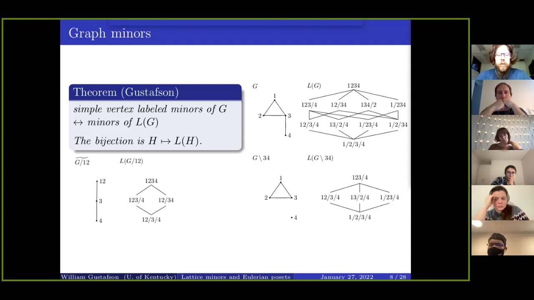In general, the idea of the bijection here is that given a graph minor, the vertices are labeled by blocks of a partition of the original vertex labels. Those blocks tell you the blocks of the minimal partition in the lattice minor, and then each edge connects 2 blocks, and that corresponds to a generator, which you get from the minimal partition by merging the corresponding 2 blocks.